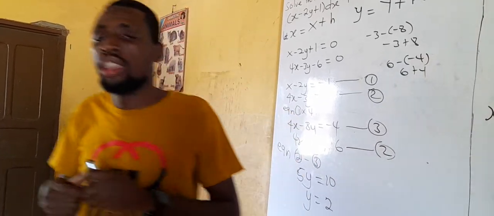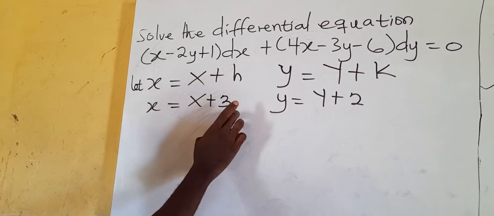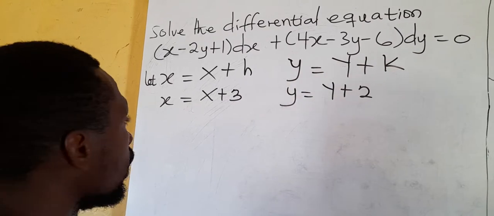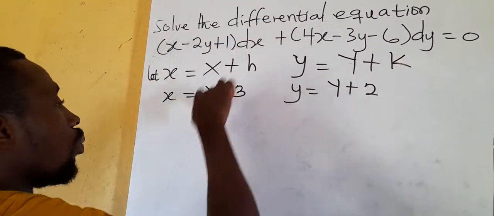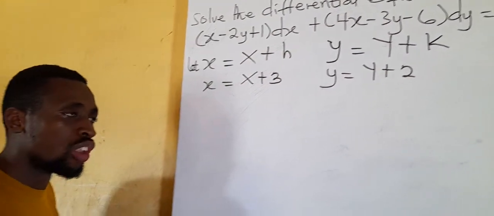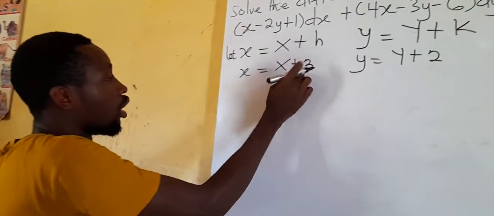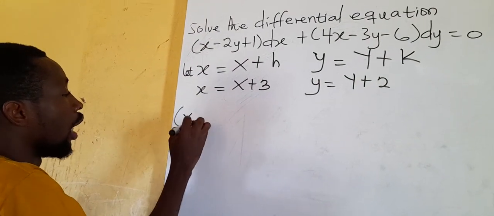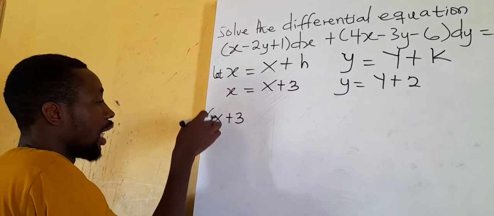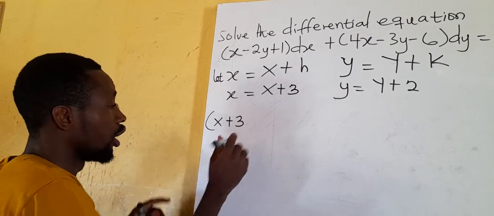So come with me. Remember, we got the value of h to be 3 and the value of k to be 2. So we put it in its place. Then we substitute this into the place of x and this into the place of y in our non-homogeneous system. Remember, we said it will become homogeneous. So let's see what happens. In place of x, what do we put? We put capital X plus 3. Please, this is a lowercase letter and this is our uppercase letter, so let's learn how to differentiate between them.